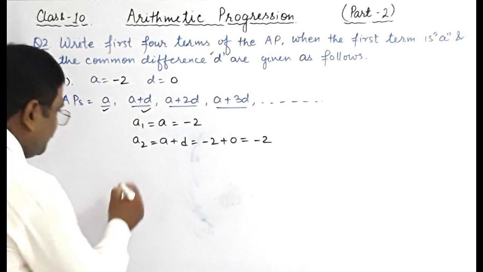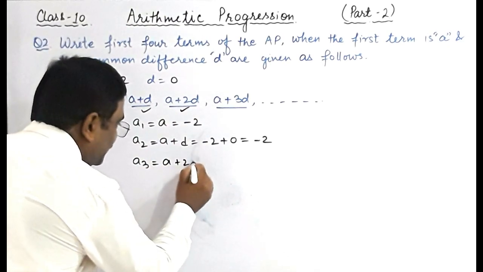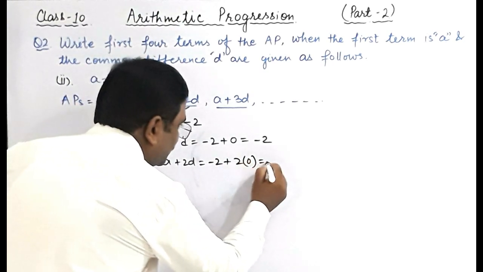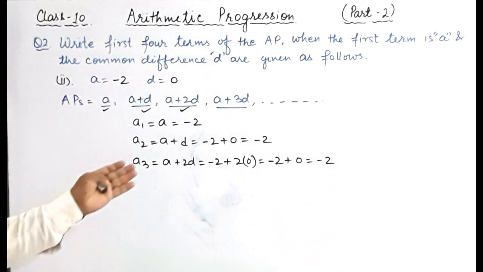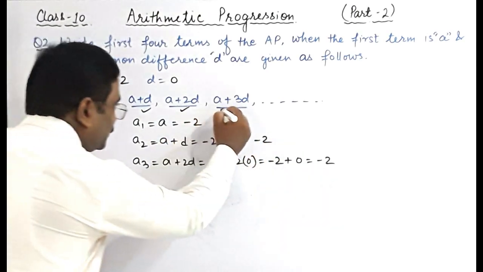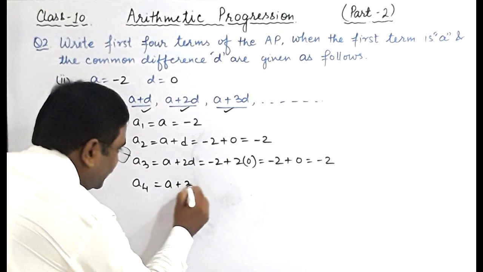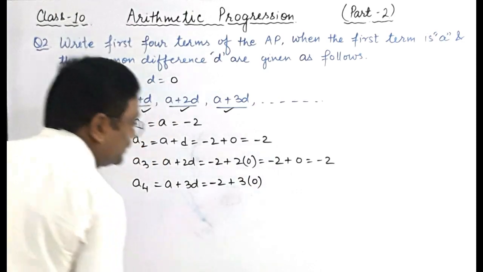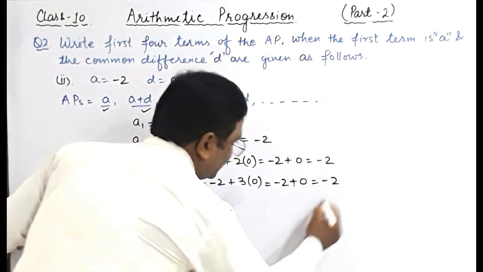Right? So, third term, A3, is A plus 2D, means minus 2 plus 2 into D is 0, that is equal to minus 2 plus 0, which is equal to minus 2. So, we got the first term is minus 2, second term is minus 2, third term is also minus 2. Let us find out the fourth term, which is A plus 3D. Calculate it. A is minus 2 plus 3 into 0, D is 0. So, we got minus 2 plus 0, which is equal to minus 2.